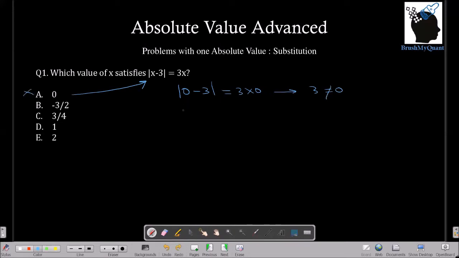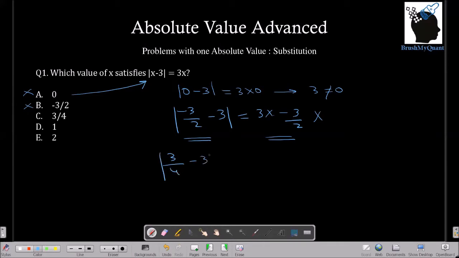Let's try B. So we'll put x is equal to minus 3 by 2. Mod of minus 3 by 2 minus 3 is equal to 3 multiplied by minus 3 by 2. Now on the right hand side, we have a negative number and left hand side definitely will be non-negative. So this will not be true. Let's try 3 by 4. So we'll have mod of 3 by 4 minus 3 is equal to 3 multiplied by 3 by 4, or nothing but 9 by 4 is equal to 9 by 4, which is true. So C is the right answer choice.